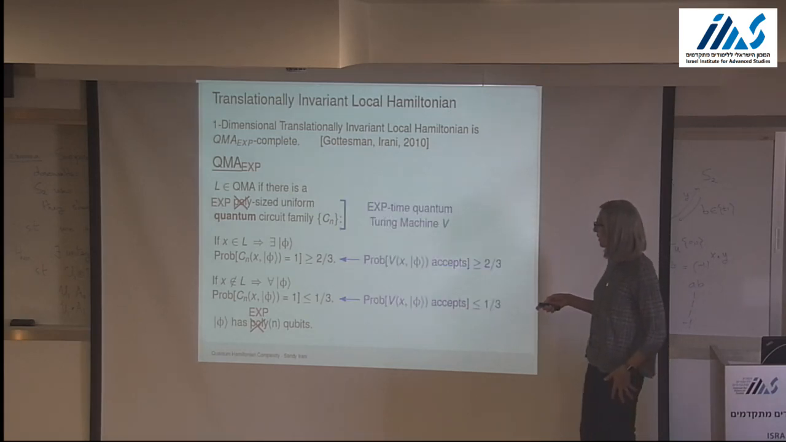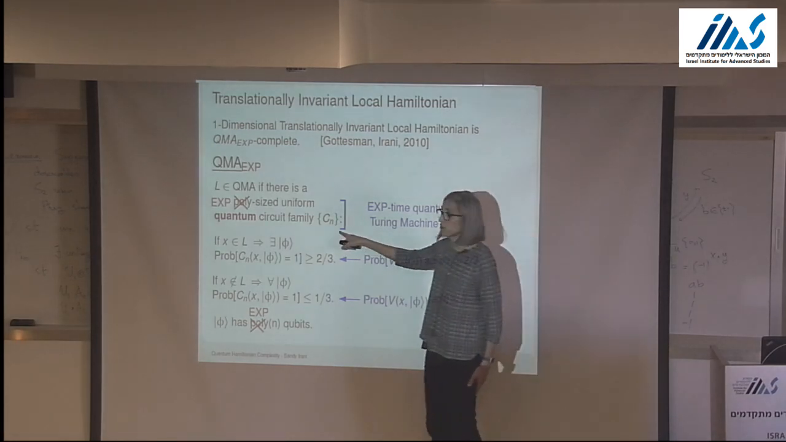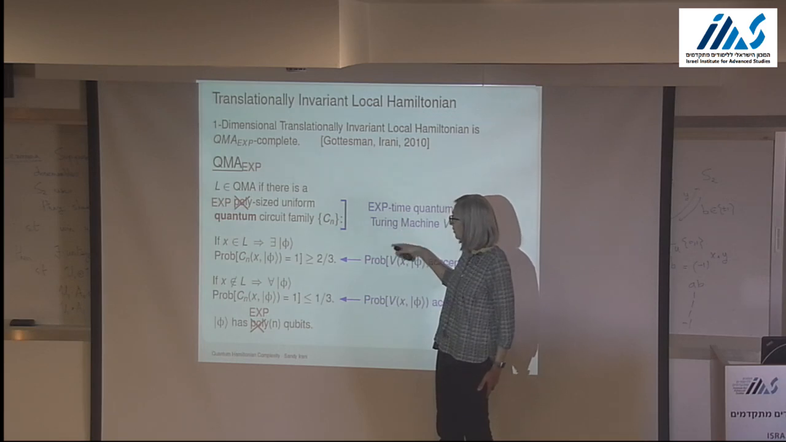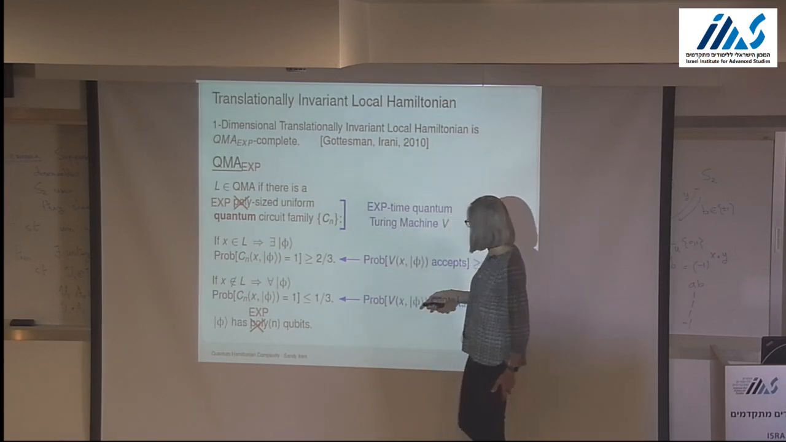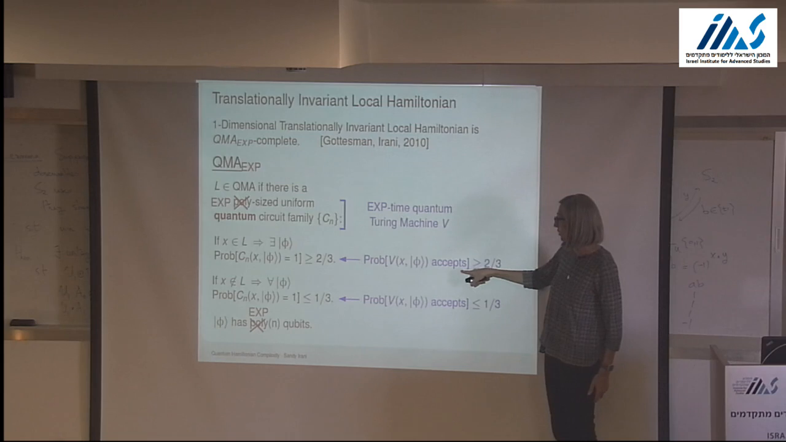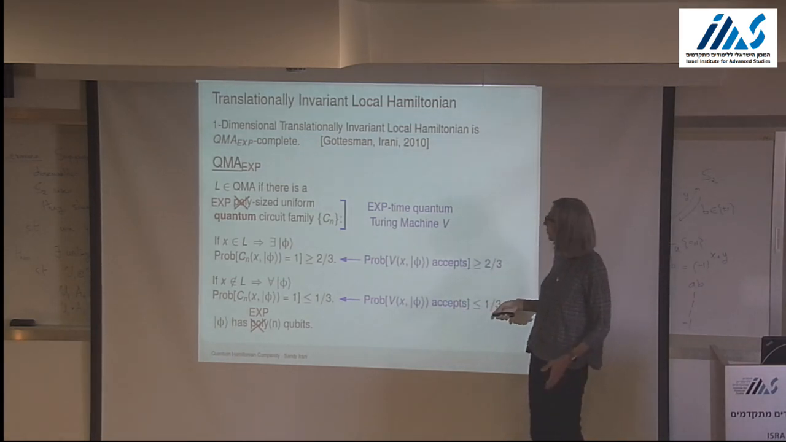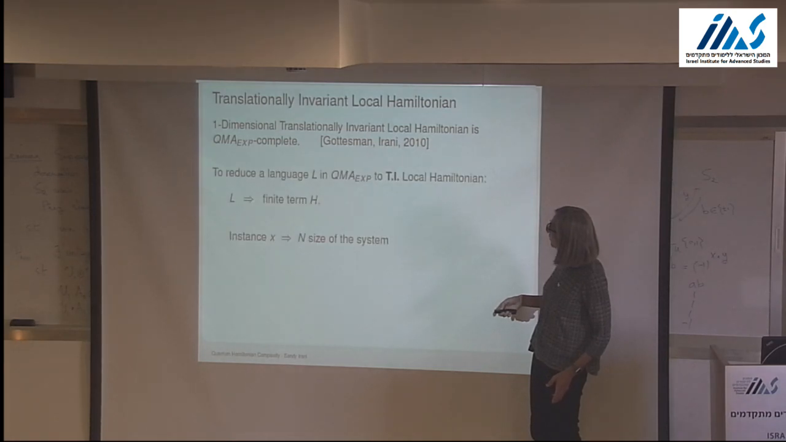Now, another thing that we need is we move from the circuit model to the quantum Turing machine model. Why do we need to do that? And we're now asking the probability that the quantum Turing machine accepts versus rejects. So why do I need to do that? Hopefully I say it on the next slide.